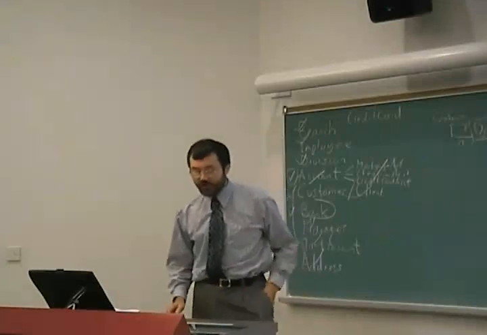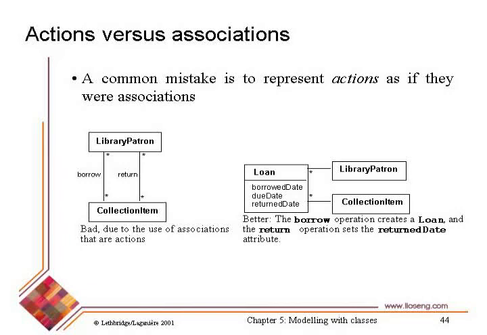Okay, slide 44 shows a very common mistake that people make. Between library patron and collection item in a library, some people would read requirements that say a patron borrows books from the library and does something and then returns books to the library. And the naive modeler would put in borrow and return as associations. In actual fact, these are actions. These are going to end up being operations and methods, right?